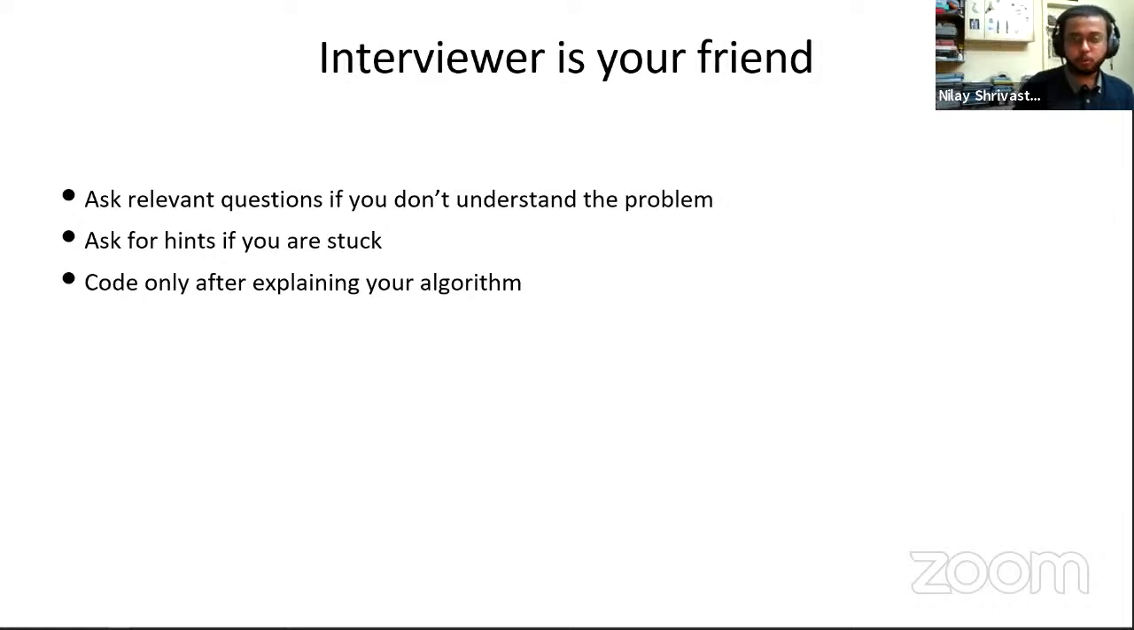So say you ask for a hint: is there any recursive substructure of the problem that is getting repeated? He gets to know whether you have understood the problem correctly or not. He gets to know the kinds of solutions that are there in your mind and that you haven't coded yet. So these can allow you to gain extra points from the interviewer.